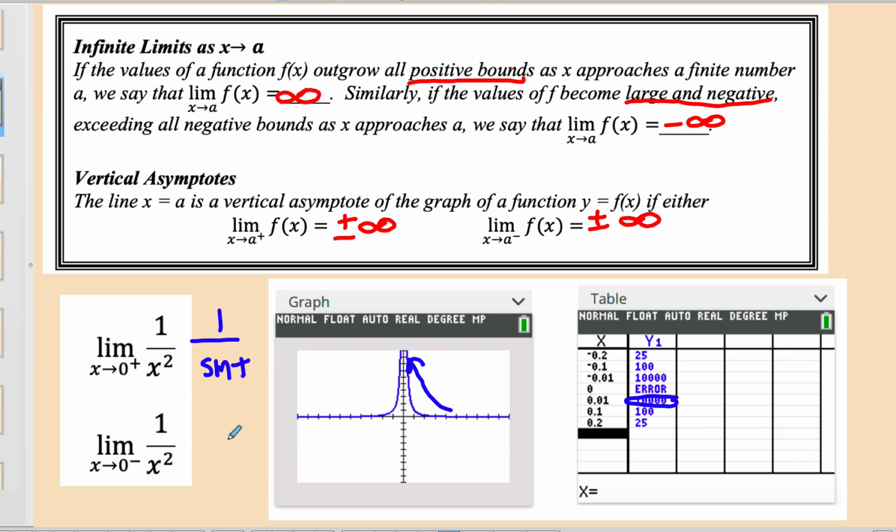If you approach 0 from the negative side, again, we have a small positive number. Even though we have negative values, it's being squared, so we still have a positive. It's 1 over a small positive, which again will be infinity. So this limit will be equal to infinity as well.